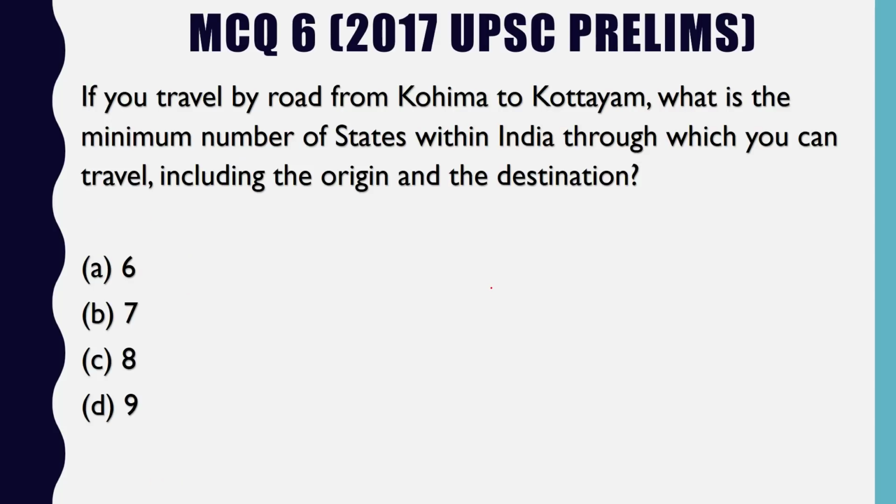The next question is very important and quite difficult as well. Let me read it out for you. This question appeared in the 2017 UPSC Prelims. The question is asking us, if we travel by road from Kohima to Kottayam, what is the minimum number of states within India through which we can travel, including the origin and the destination? This is the very important part. This is quite important because it will help us to count.